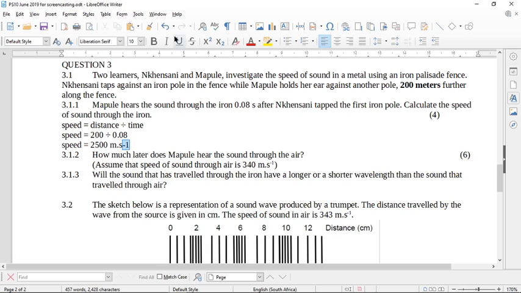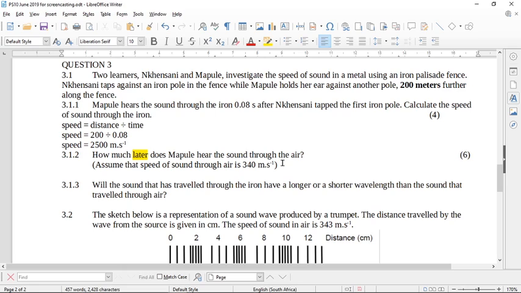Okay. Then it says to you, how much later? Okay, this is the key to this question, and this is how come it's worth 6 marks. How much later does Mcculloch hear the sound through the air? Assume that the speed of sound through air is 340 meters per second. So what's happened here is it takes 0.08 seconds for the sound to travel through the iron of the fence, but we want to know how long it travels through the air. And then we want to figure out what is the difference between the time those two take, because it's how much later does she hear it.